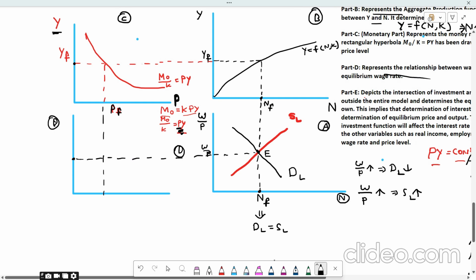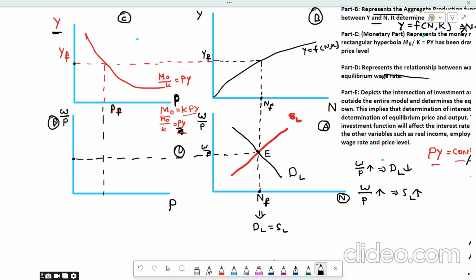So in part B we are basically having prices on the x axis, right? This price is coming from part C, the x axis of part C, and on the y axis we are having real wage, which is coming from part A. So all the four graphs are basically connected, right? And as you can see, what is the relationship between these two variables? I am going to explain it with the help of wage and price.